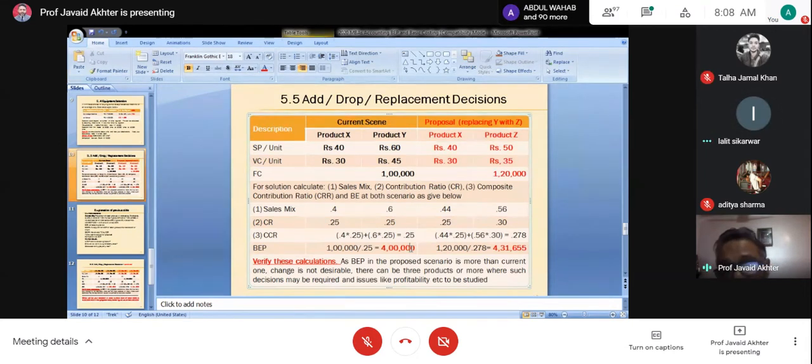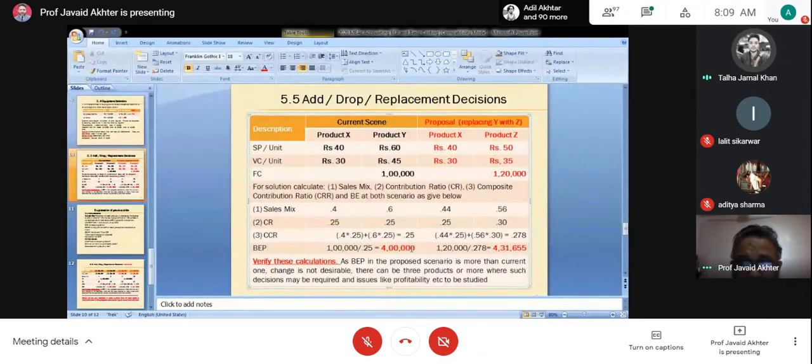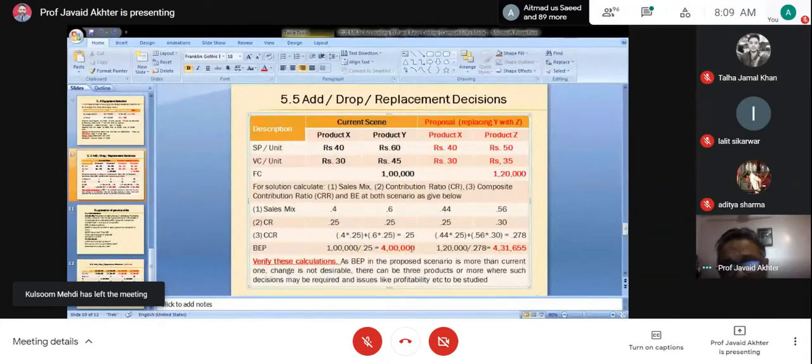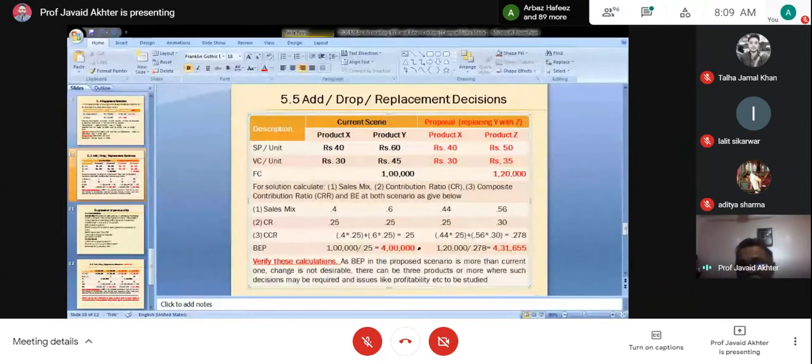Yes, sir. How do we calculate total sales? Sales revenue is given, but how do we confirm it? So 4 lakh divided by unit selling price, that is 40 rupees. But you are not selling only X, you are selling Y also. Okay, I'll tell you this step. First, the 4 lakh you are selling. This is where I told you that understanding of assumptions is necessary.